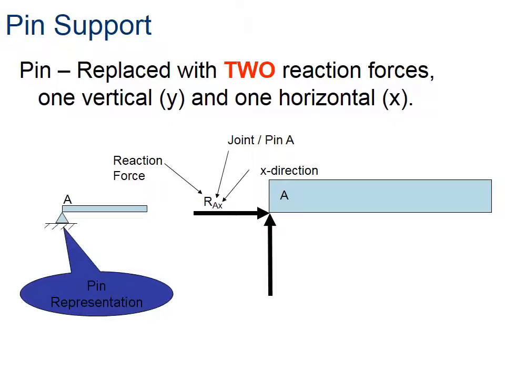So what do you think this one might be? Well, if you said R sub AY, you would be correct. So again, R is reaction, A is the location, Y is the direction. That is the convention that we would always use with beams and bridges.